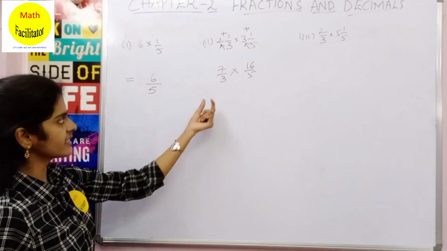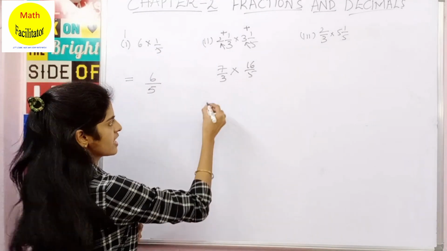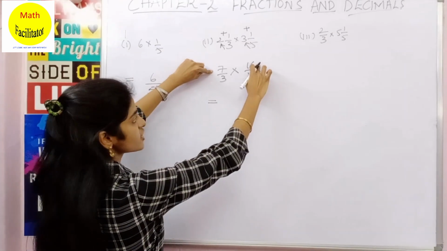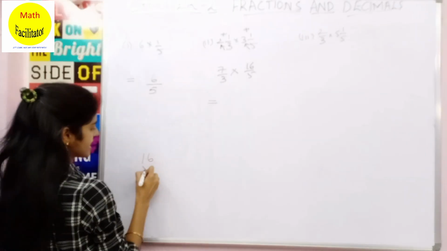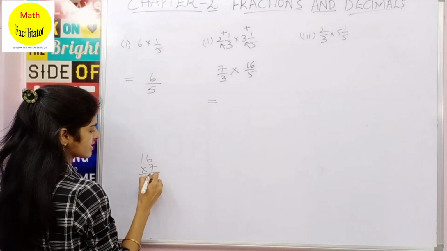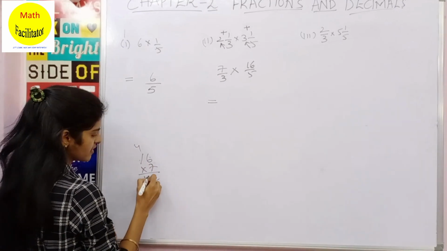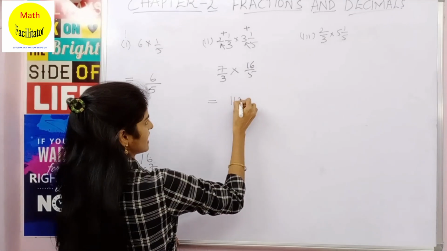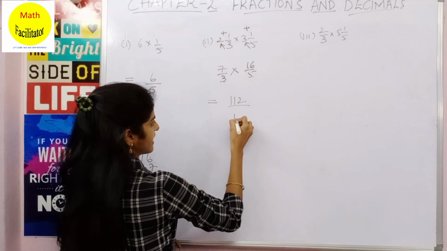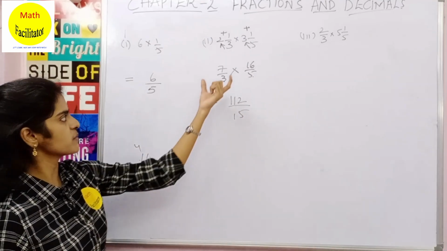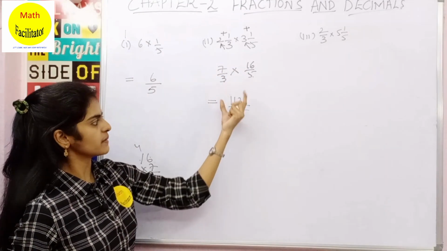Clear? Now again this is multiplication of two fractions. So simply multiply both the numerators. So 16 into 7: 7 6s are 42, 7 1s are 7 plus 4 is 11. So this is 112 divided by 3 5s are 15. Okay, so simply you will multiply both the numerators and then you will multiply both the denominators.